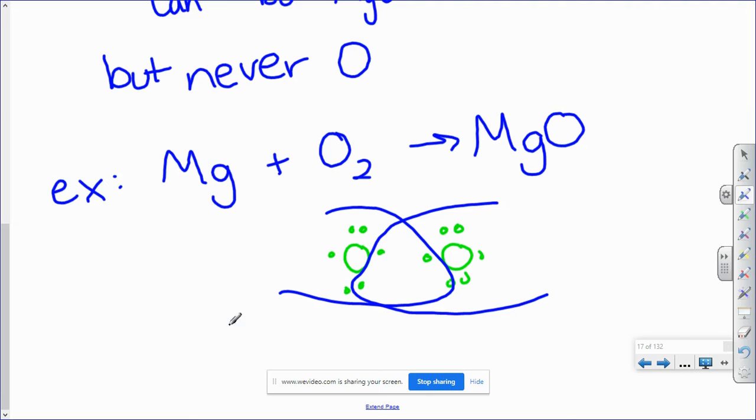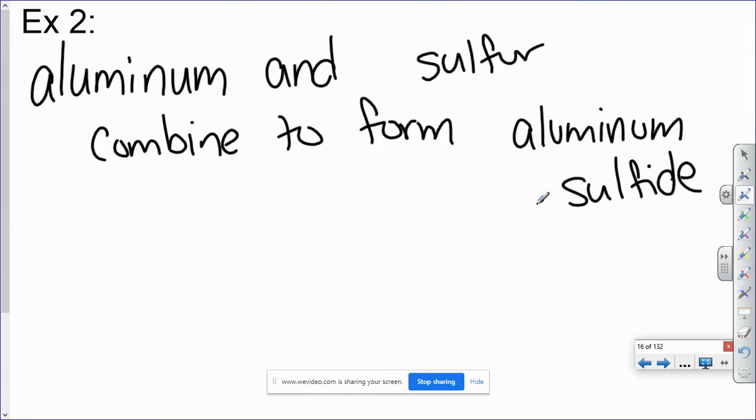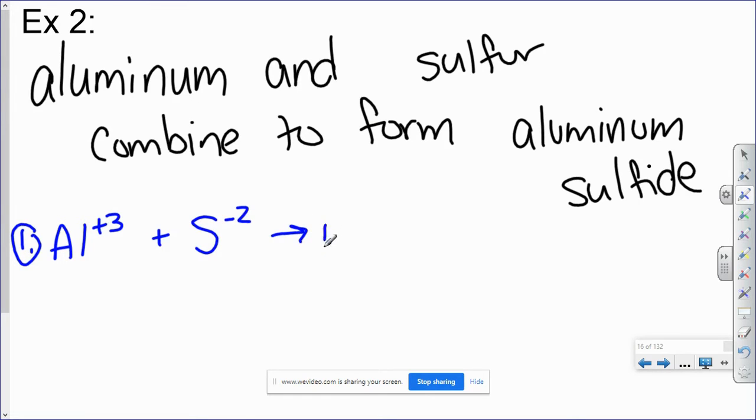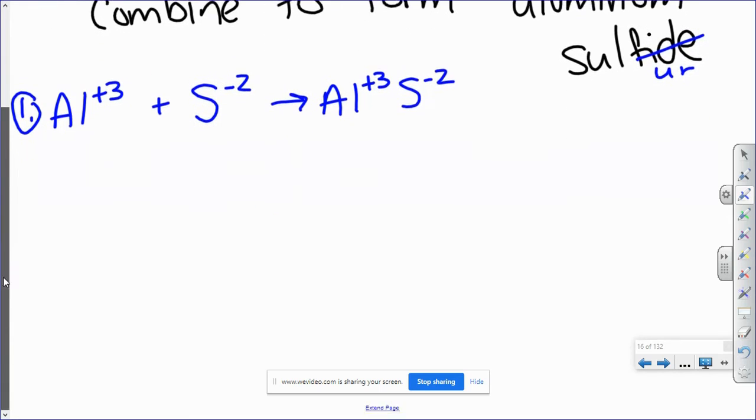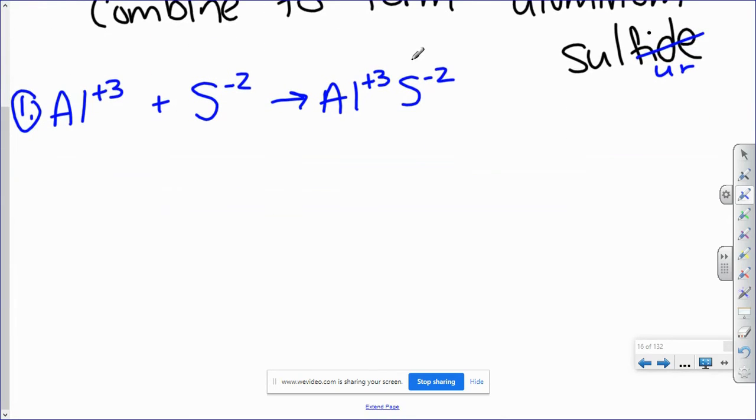So let's look at example 2. So step 1, let's figure out our elements and charges. Aluminum is Al, it's +3, and sulfur, which is a -2, combine to form, that'll be our arrow. Aluminum, which I know is Al +3. Sulfide, which is the same thing as sulfur, which I know is a -2 charge. So double checking, Al is on both sides, S is on both sides. So I move on to step 2.